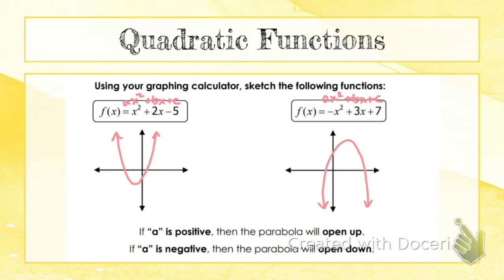Something that we need to notice about this is if a is positive, then the parabola will open up. So this is a positive 1 for a, and the opening is at the top. If a is negative, the parabola will open down. So this is a negative 1 in front of x squared, so the opening is at the bottom. You need to memorize that.